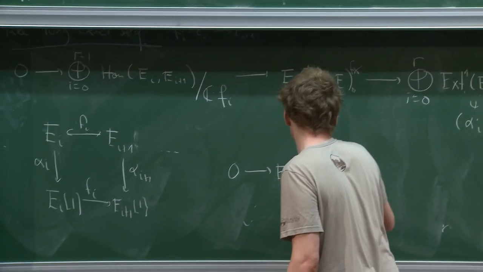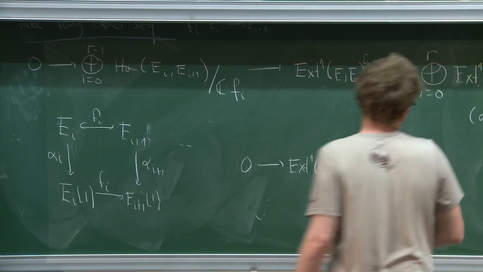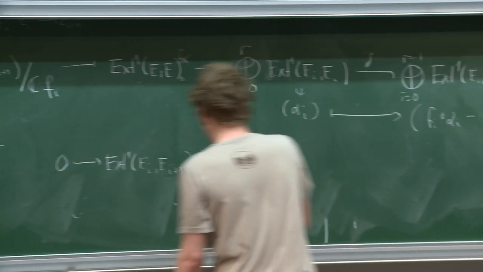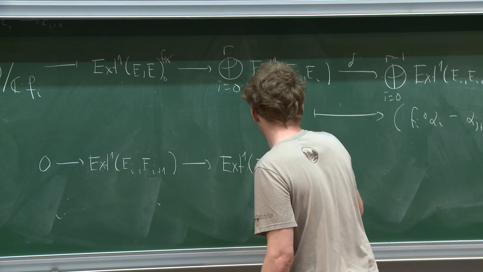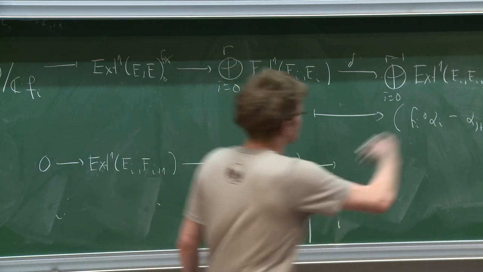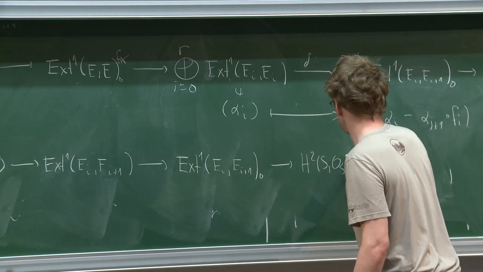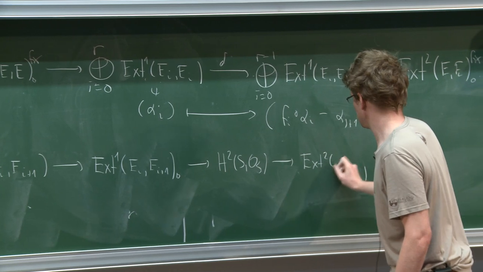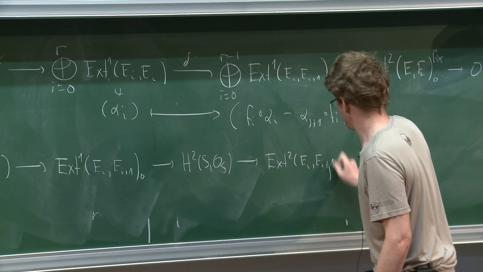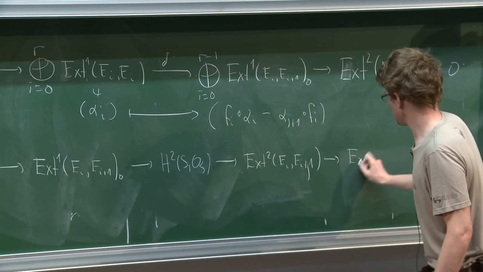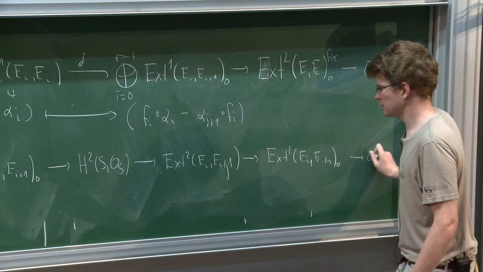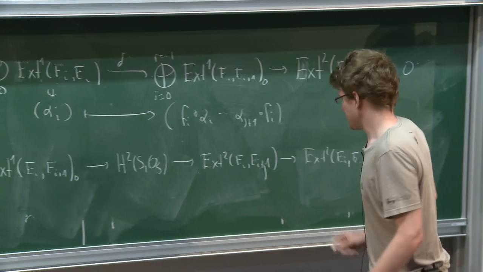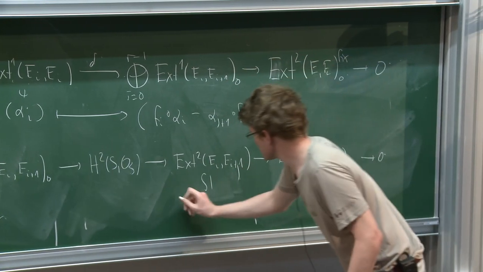So we have the sequence x1 of ei, ei plus 1. You go to this x1 of ei, ei plus 1 to the trace free part. And then you go around, you go to this h2. And then you continue, you have x2. And then you go to the x2 of this guy, which will be 0, and then 0. Okay.